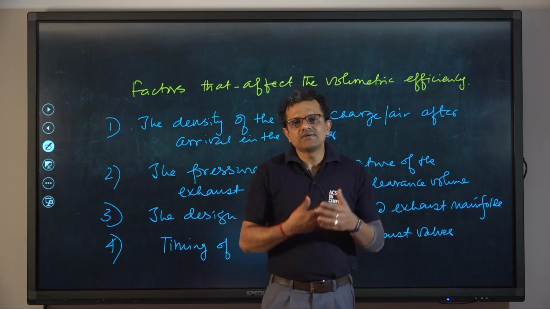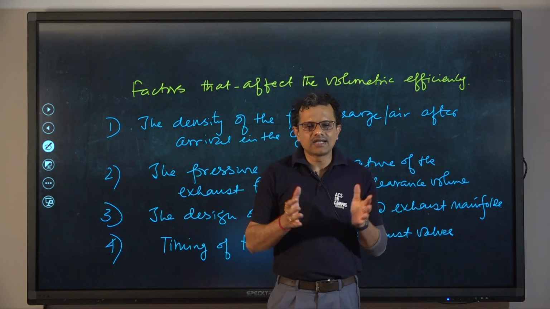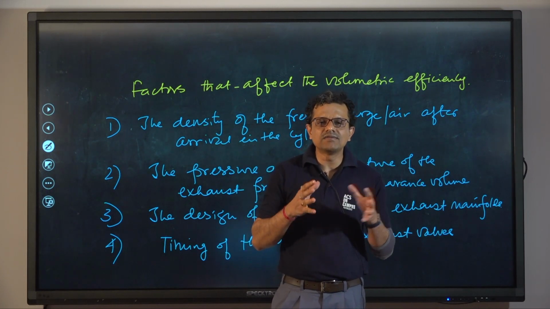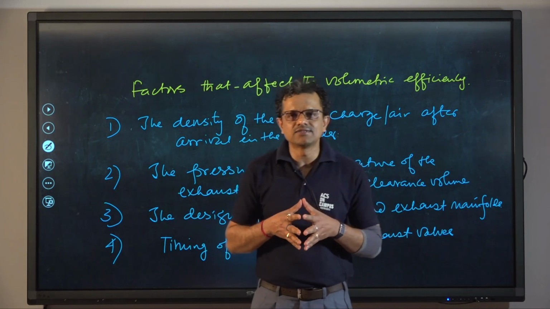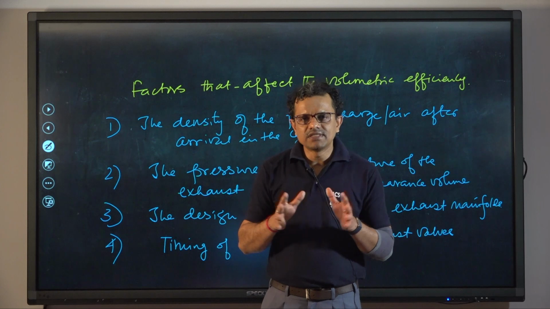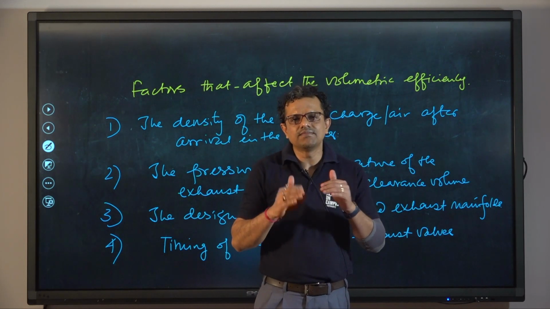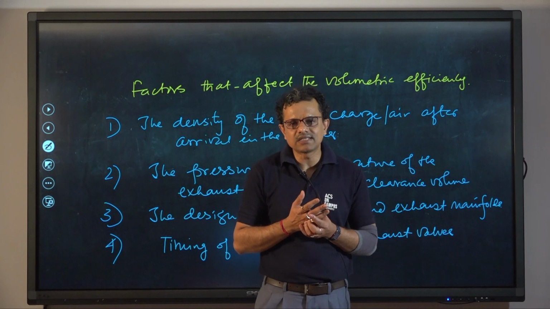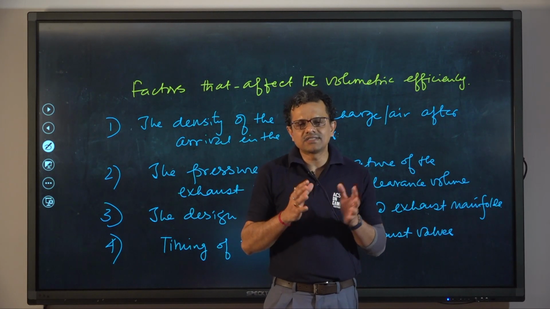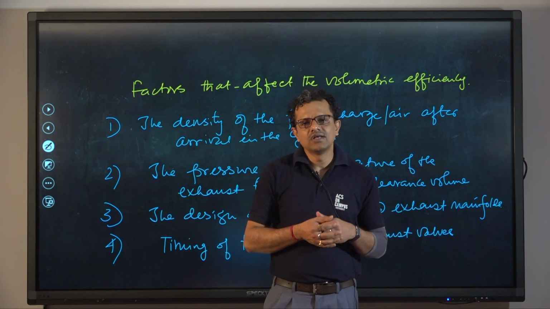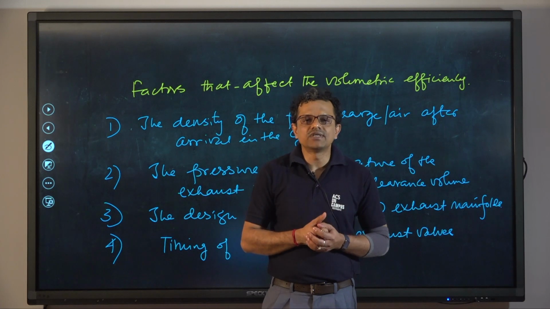So, if we summarize today's discussion, we have discussed the measurement of an important quantity, that is volumetric efficiency. We have discussed two different methods. We have solved two numerical problems to illustrate the methods that we have discussed in today's class. Thereafter, we have listed a few factors that affect the volumetric efficiency.